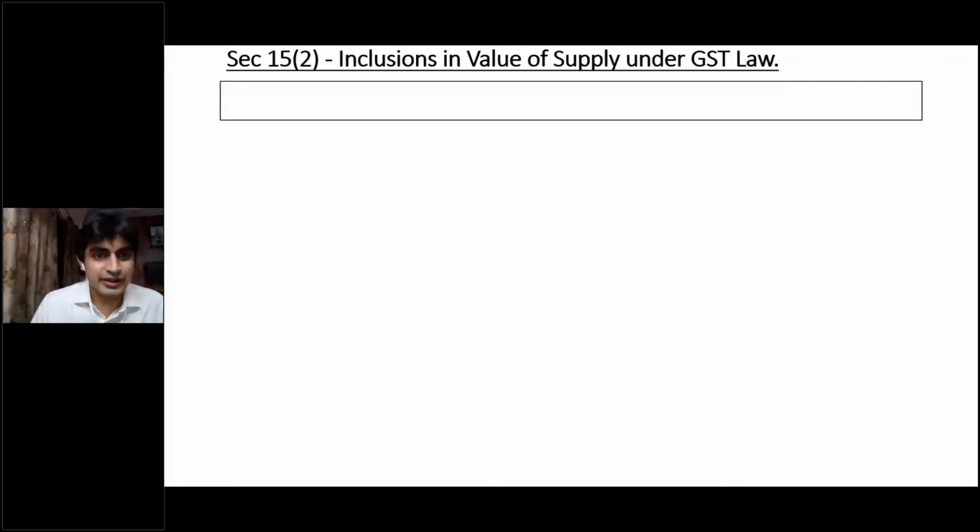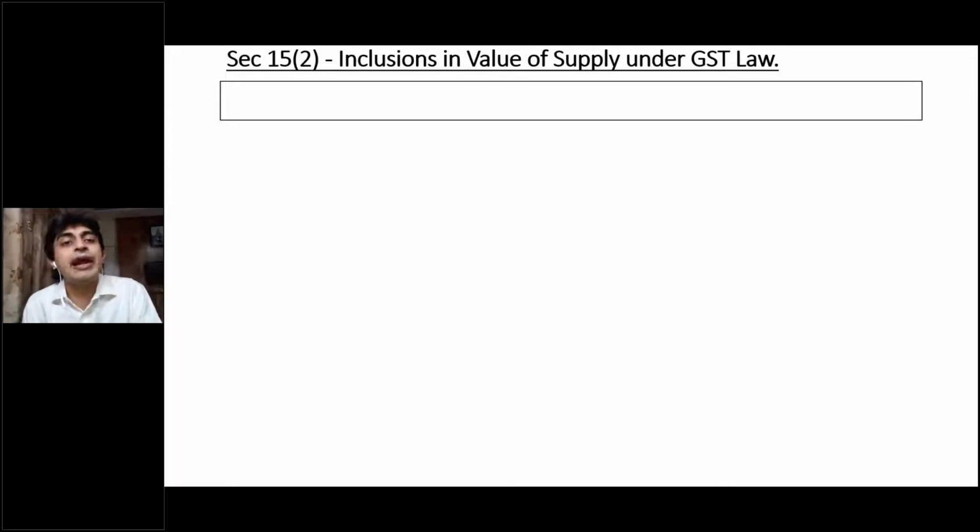Section 15 जो हमें transaction value बोलता है. There is one more section. Section 15 subsection 2. Inclusions in the value of supply. Inclusion यानी what amount will be included. Value of supply यानी क्या? On what amount I'm required to charge GST. That is known as value.